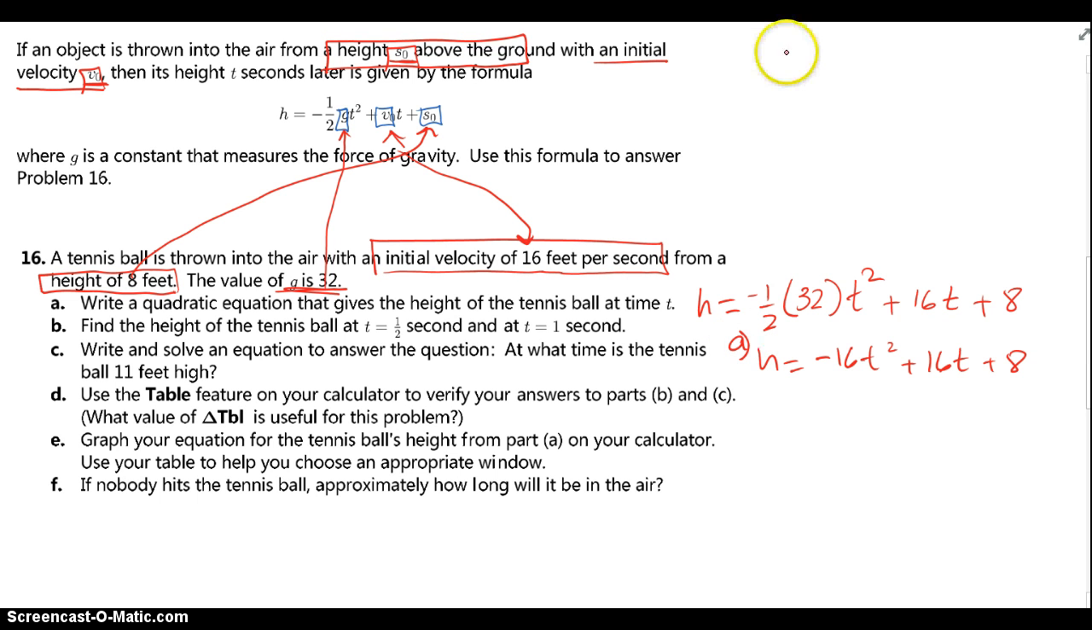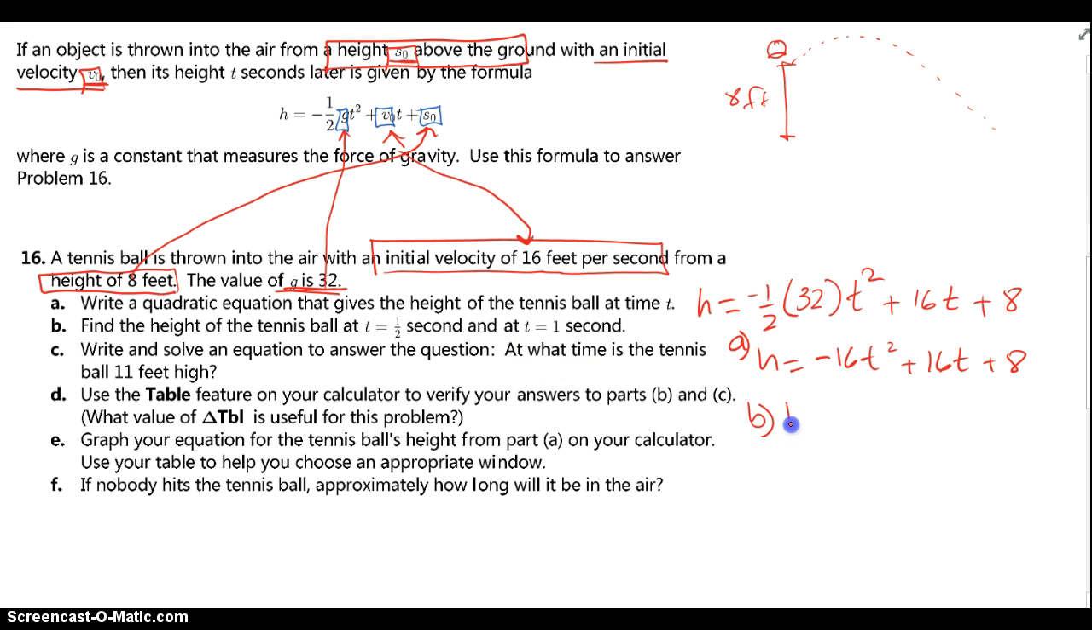So if I'm thinking of this tennis ball, it's starting 8 feet above the ground, and then somebody throws it up, it goes up, and of course eventually comes down. That's basically what's going on. Part B says find the height of the tennis ball at half a second and at 1 second.